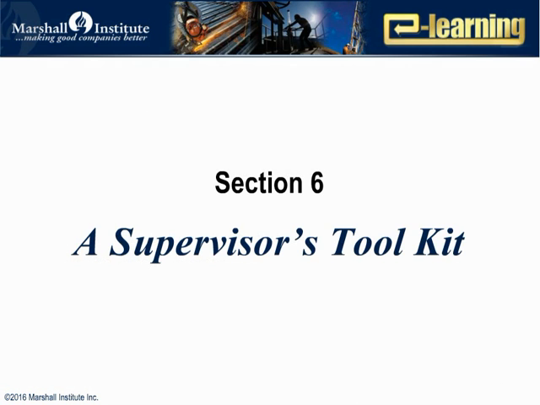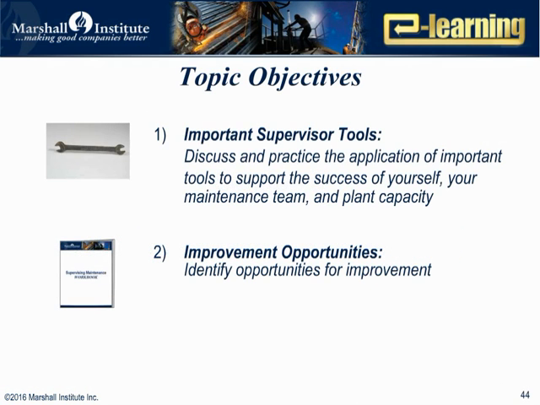In Section 6, we discuss the Supervisor's Toolkit. In Section 6, we learn about applying specific tools to increase the efficiency and effectiveness of maintenance and identify opportunities to use these tools to make a positive impact in the organization.